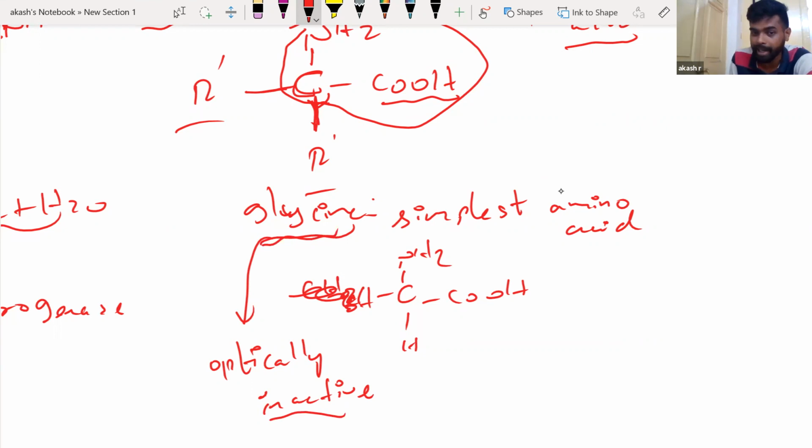Now you can see why, right? You see both these are hydrogens. Now, what is the criteria for being optically active, Kana? What is the criteria for a compound to be optically active? Can someone tell me?